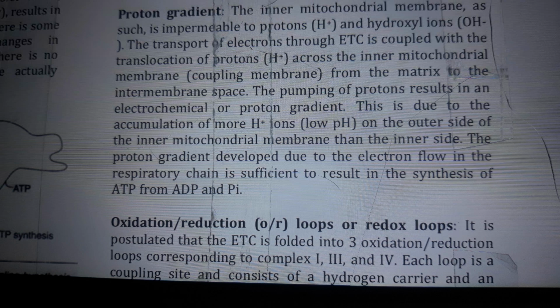Proton gradient. The inner mitochondrial membrane as such is impermeable to protons (H+) and hydroxyl ions (OH-). The transport of electrons through the ETC is coupled with the translocation of protons (H+) across the inner mitochondrial membrane, from the matrix to the intermembrane space. The pumping of protons results in an electrochemical or proton gradient. This is due to the accumulation of more H+ ions, low pH, on the outer side of the inner mitochondrial membrane than the inner side. The proton gradient developed due to the electron flow in the respiratory chain is sufficient to result in the synthesis of ATP from ADP and Pi.